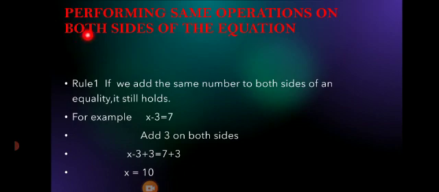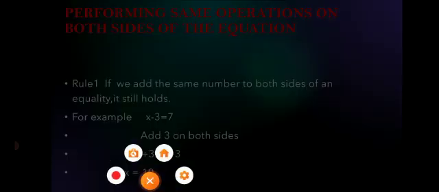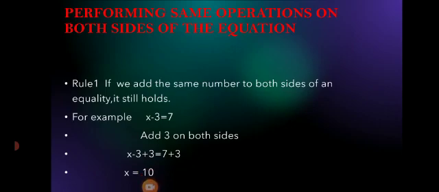Now, performing the same operations on both sides of the equation. Rule 1: if we add the same number to both sides of an equality, then it still holds. For example, x minus 3 equals 7. Adding the number 3 on both sides, the left hand side will become x minus 3 plus 3 and the right hand side 7 plus 3. Minus 3 and plus 3 both will become 0, that is x equals 10.